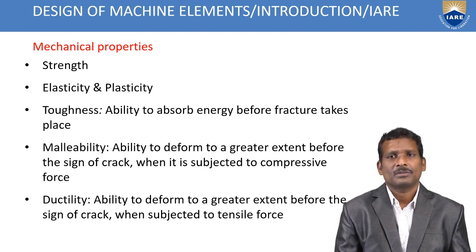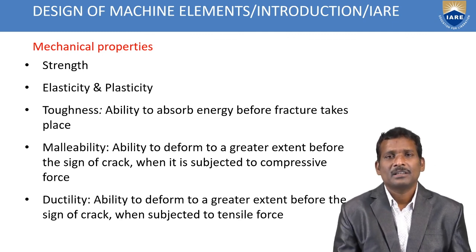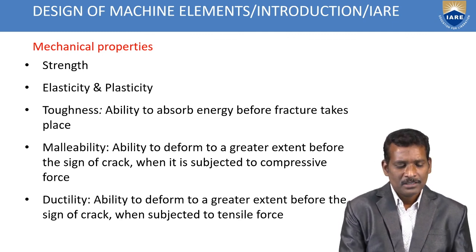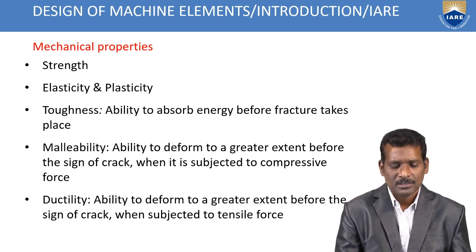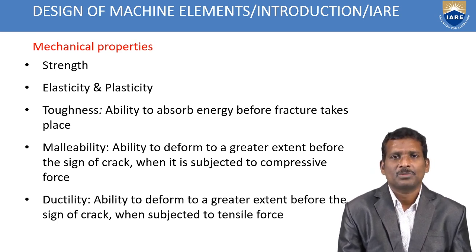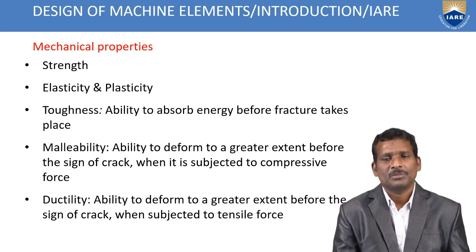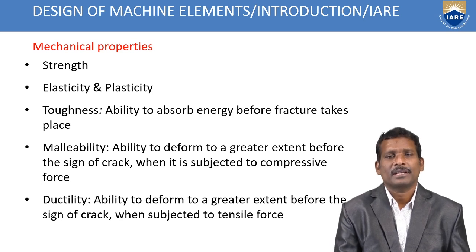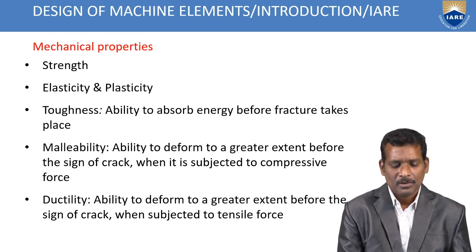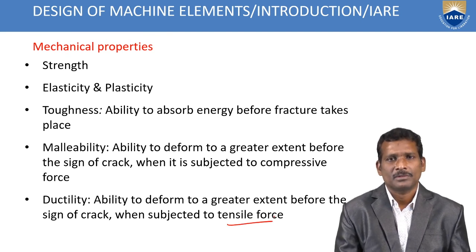So, and then toughness: the ability to absorb energy before fracture takes place. Clear? So, some energy it will absorb. That type of property is toughness. Clear? Next, malleability: the ability to deform to a greater extent before the sign of a crack when it is subjected to compressive force, so that it will deform. Ductility is the ability to deform to a greater extent before the sign of a crack when subjected to tensile force. It means whenever the tensile force is applied, it will deform lengthwise. Clear? Malleability is diameter-wise extension, and ductility is lengthwise increase.